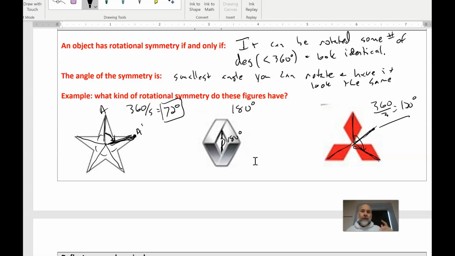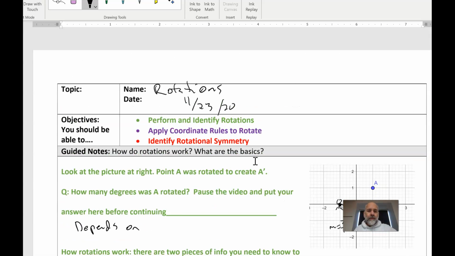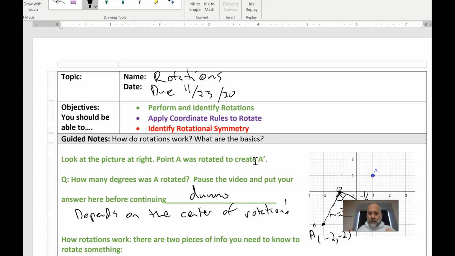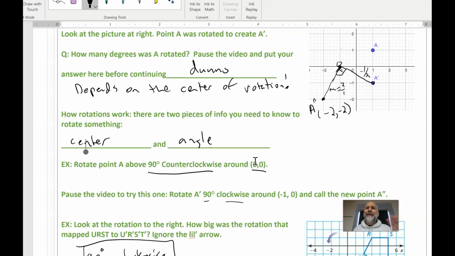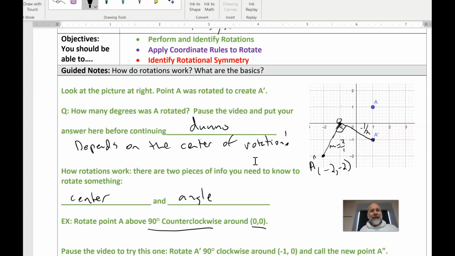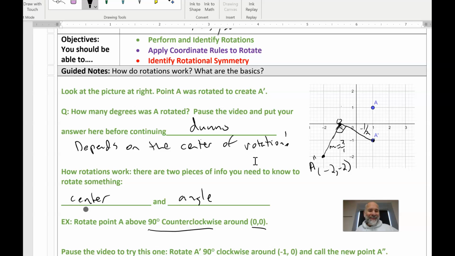So the goals of today, remembering for the 2 videos, were to learn how to perform and identify rotations. We're focusing on 90s, 180s, and 270s because they're the easiest to draw. In the normal class, we'd use a protractor and do other angles, but that's a COVID casualty. So, woohoo, you don't have to do that.